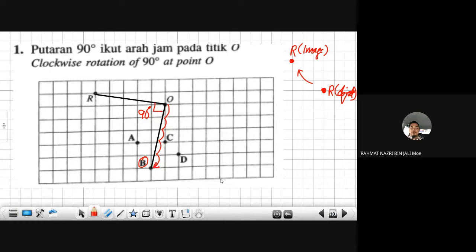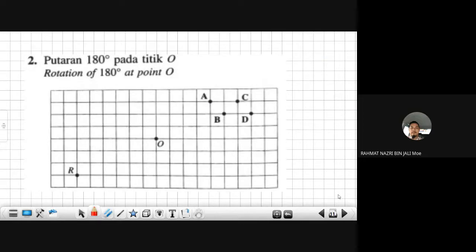Okay, next one. Rotation of 180 at point O. R is the image. So the object is located on the right of R here, because the center is at the middle here. So we're gonna get the object, look at on the right here.